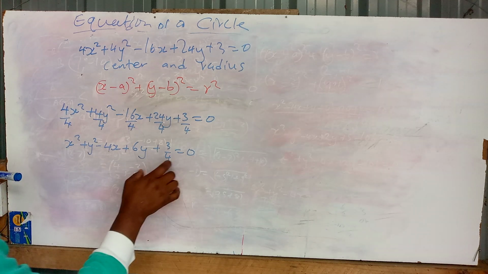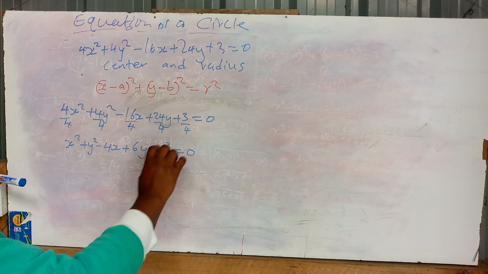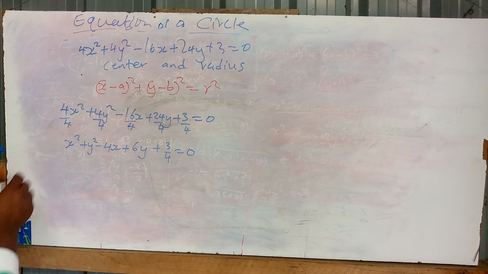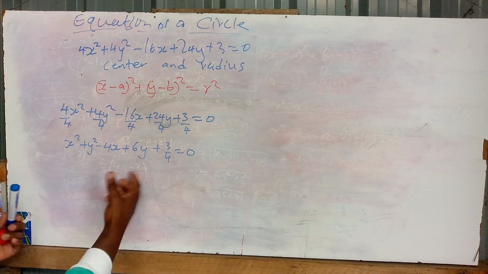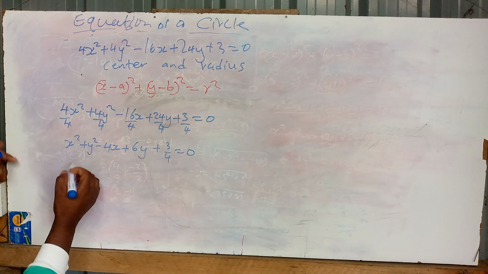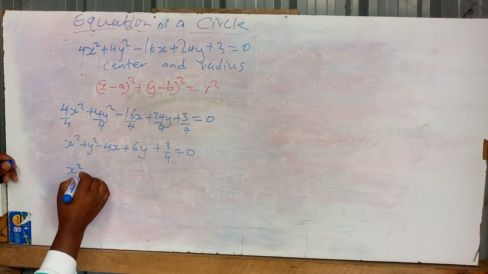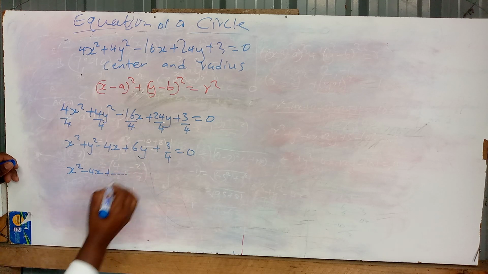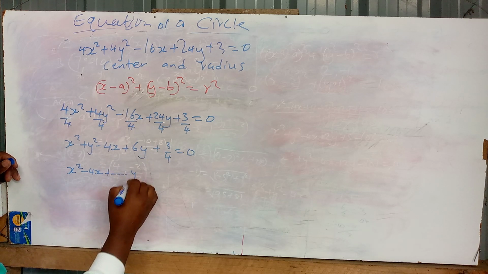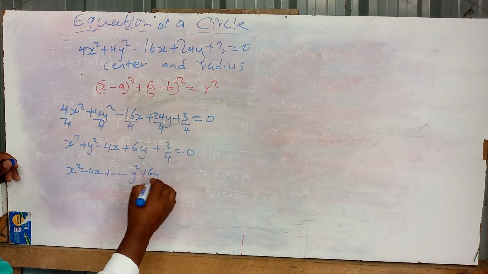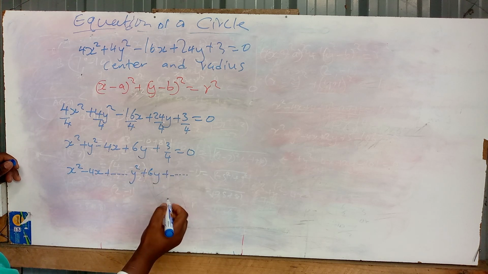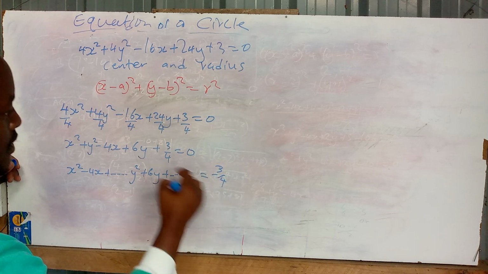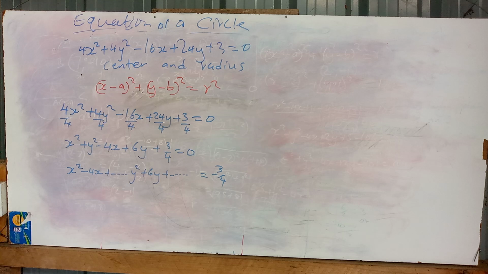Now having it like this, let us move the constant to this side, and leave the others on this side, and then we use the completing square method. So we have x squared minus 4x, then leave a gap there, then y squared plus 6y, plus something there, is equal to negative 3 over 4. The constant on that side becomes negative 3 over 4.